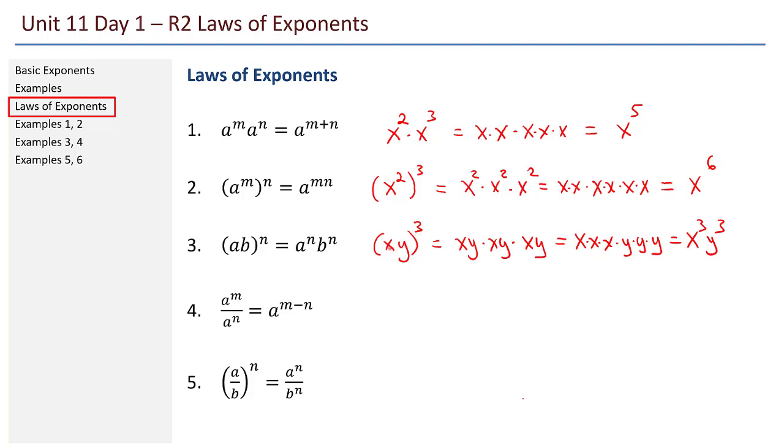The x and y are being multiplied, and it's important, not added, they're being multiplied. And so the 3 distributes over that multiplication to give me x cubed times y cubed.